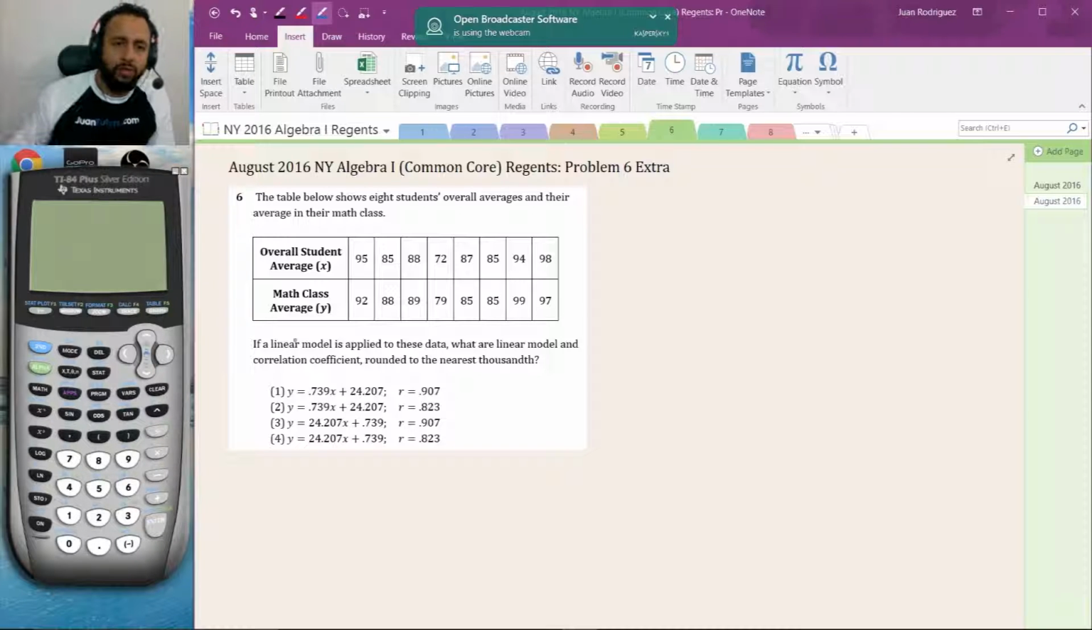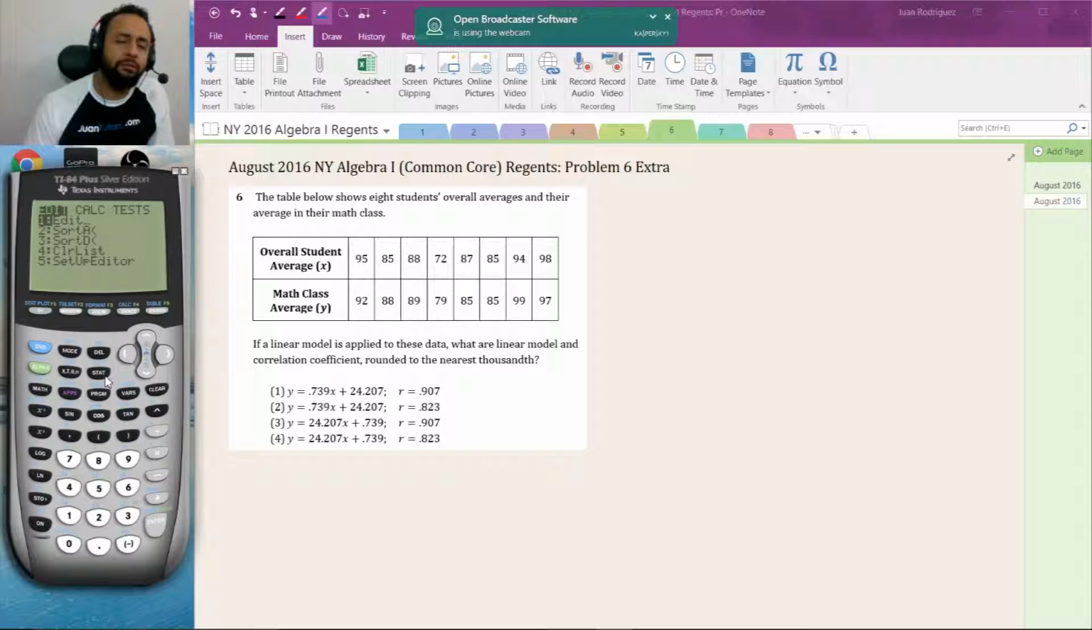So if a linear model is applied to this data, what are the linear model and correlation coefficients rounded to the nearest thousandth? Okay, so we need to actually know how to do this. That's actually the reason why I created this problem, because it's not unreasonable for them to actually expect you to be able to put this in your calculator.